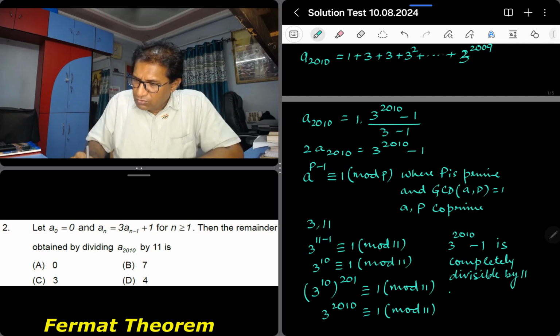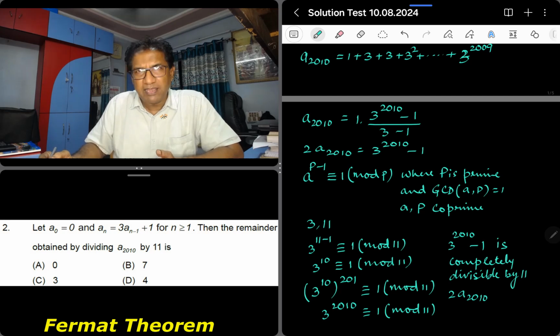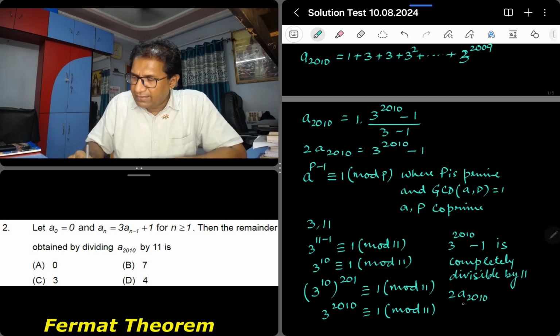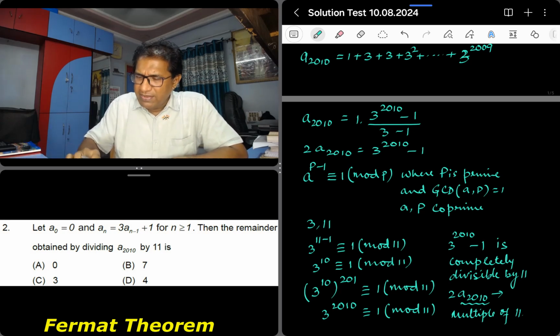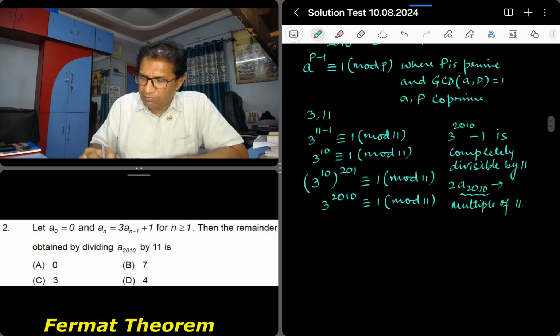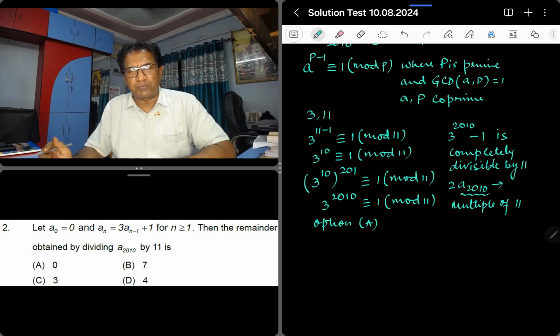Therefore, 2 times A2010 is completely divisible by 11, and as 11 is a prime number, so we will say that A2010 is definitely a multiple of 11. Multiple of 11. Is it clear? Therefore, the remainder is nothing but 0. Hence, option A is correct for this problem.